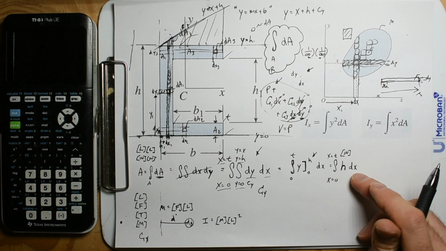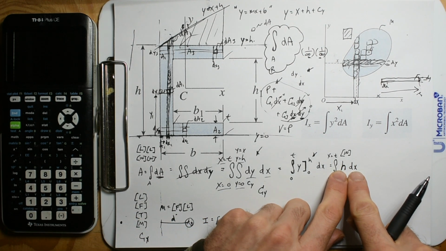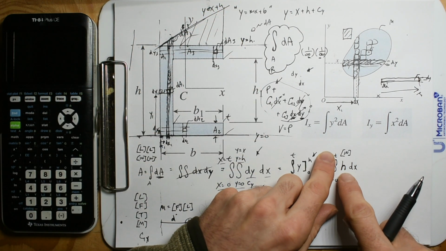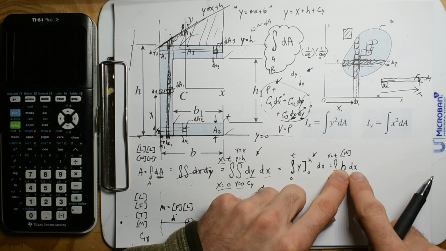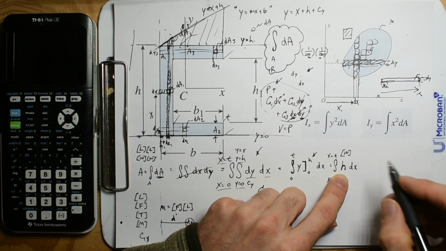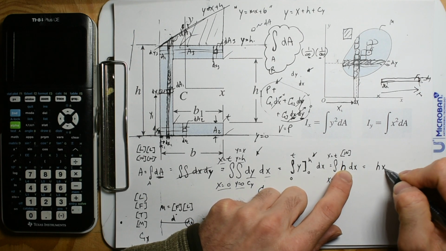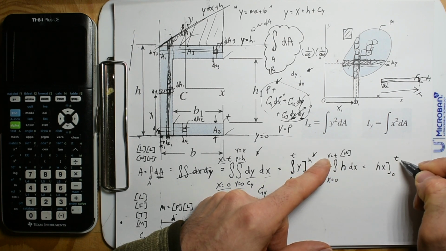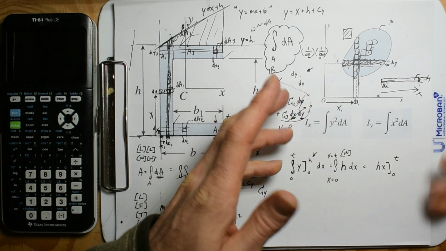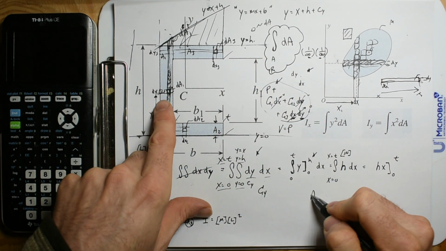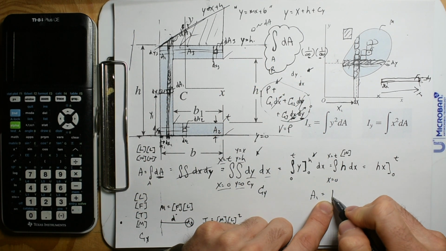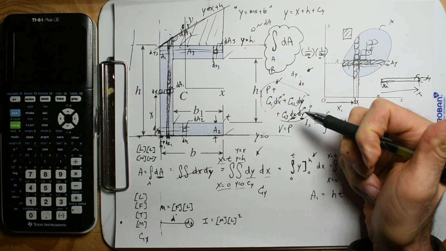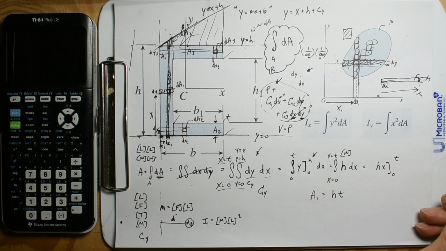So when we integrate this, this is the equation of that line, but it's a constant. So when we integrate, we're just going to get xh. So we have hx, our limits of integration are 0 to t, and we're kind of done. The area 1 is equal to ht. Does that make sense? The height is h, the width is t, and we're just money.